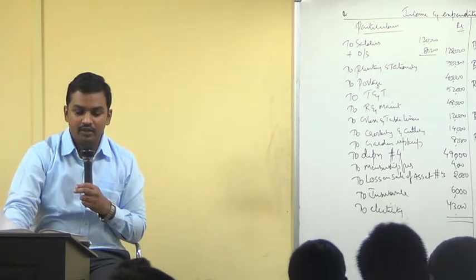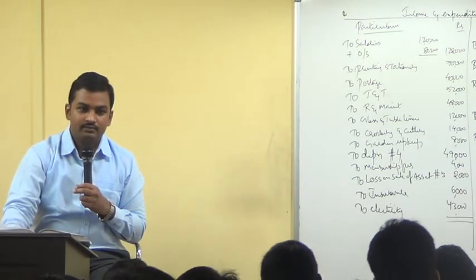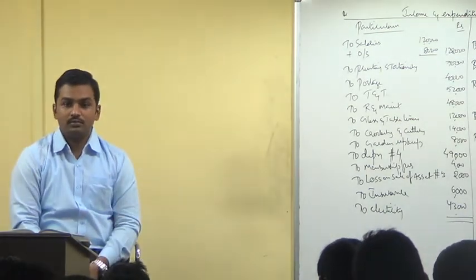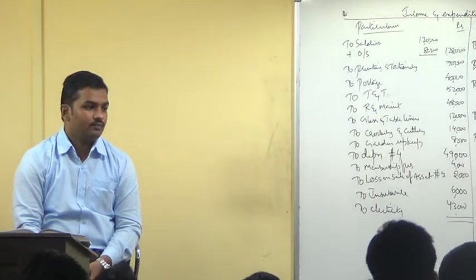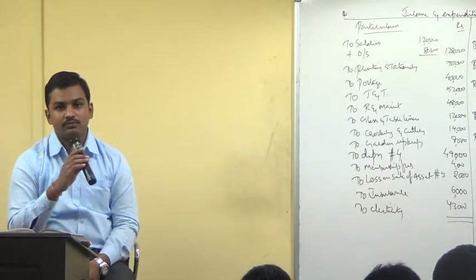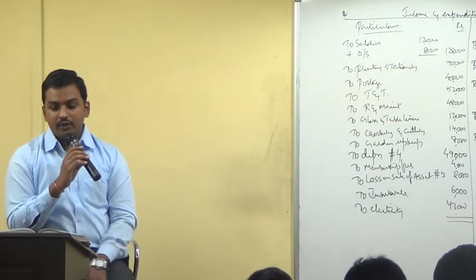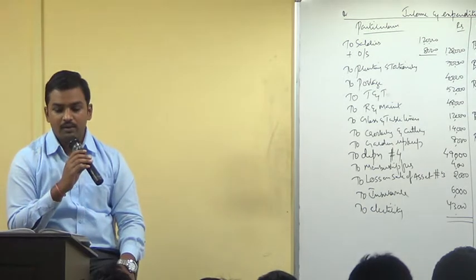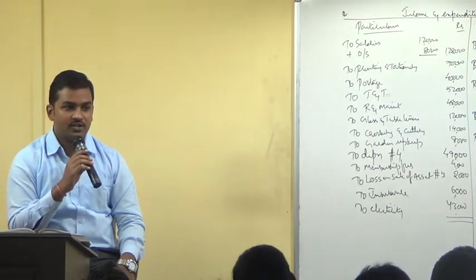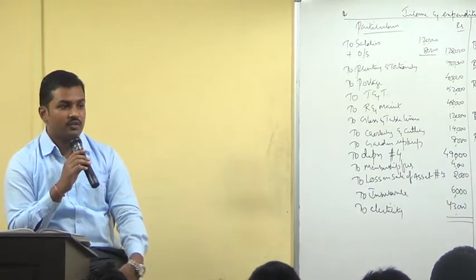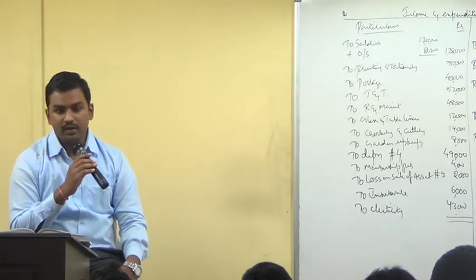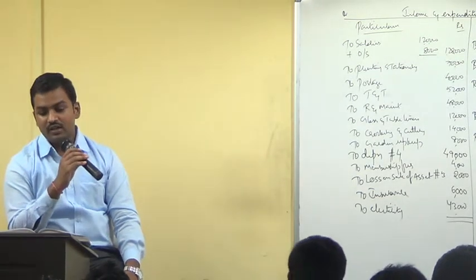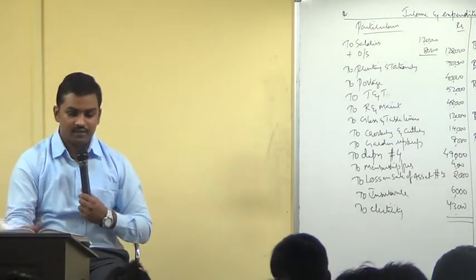Come to page number 9.34, problem number 11. From the following trial balance of Educational Society as on 31st December 2012, prepare an income and expenditure account and a balance sheet. So from the trial balance of an Educational Society, you are required to prepare income and expenditure account and also a balance sheet.